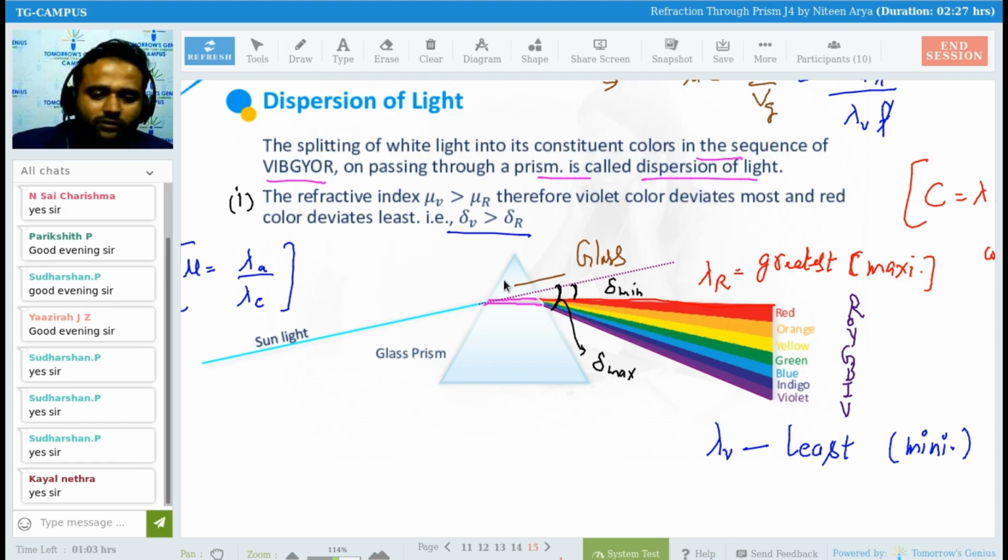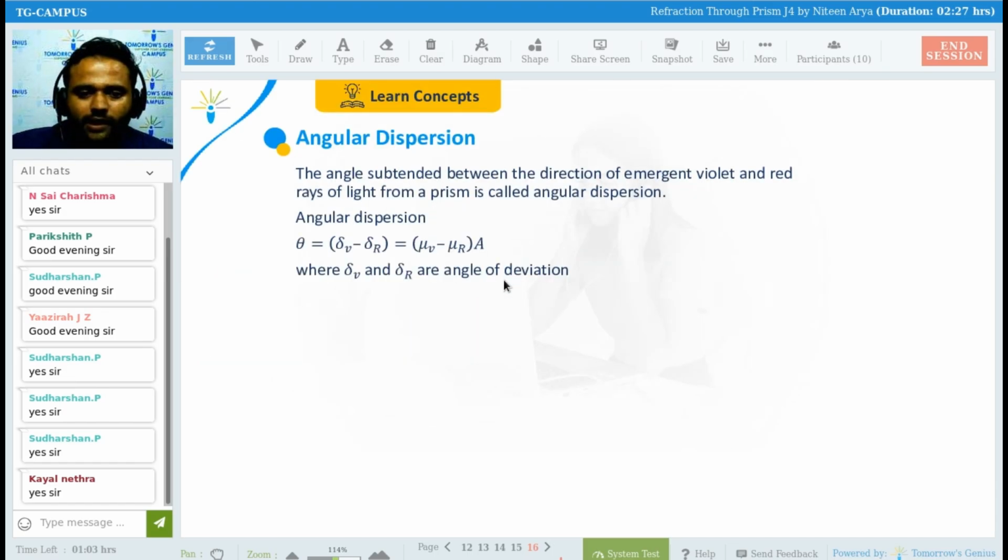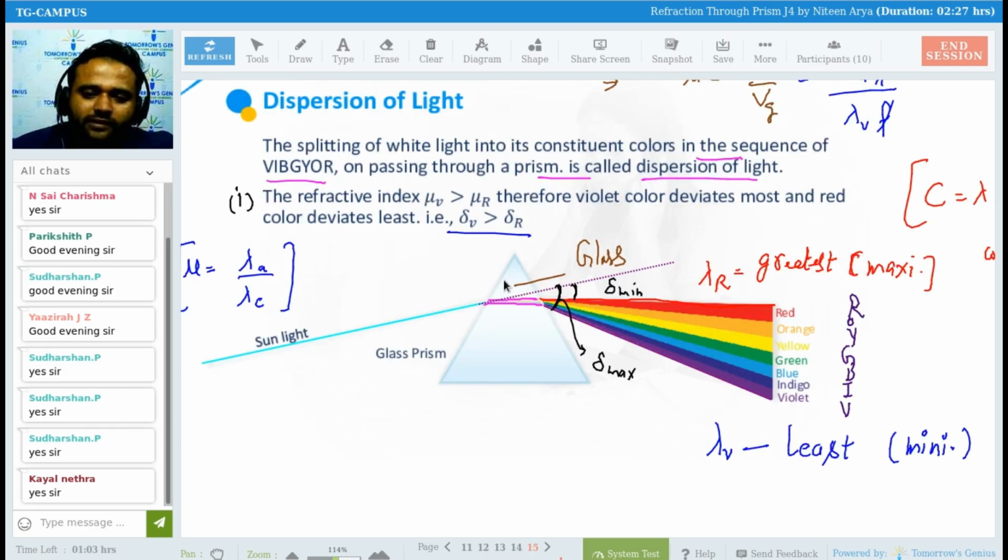Okay, got it. Good. Now, angular dispersion. Angular dispersion is nothing but the angle theta subtended between the direction of emergent violet and red. I already made this diagram, this one. This is your angular dispersion. Wait, I can draw. I can paste this diagram again. Copy paste it in. Wait a minute, beta.